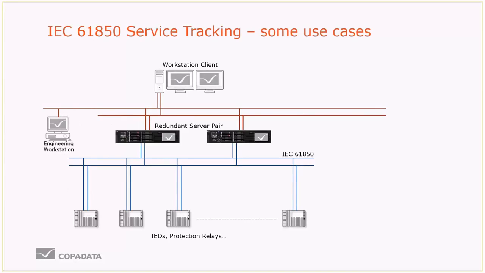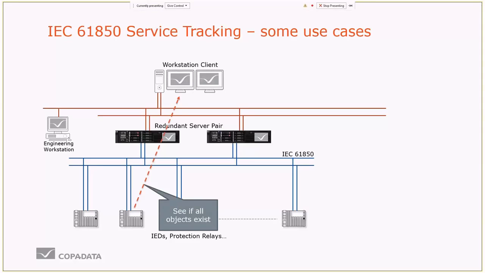Next point is about 61850, and there is a certain feature which is called service tracking. What is service tracking in 61850? Service tracking is a new feature which comes with the 61850 standard edition 2. So it wasn't available in edition 1, and it has some use cases I want to tell you.